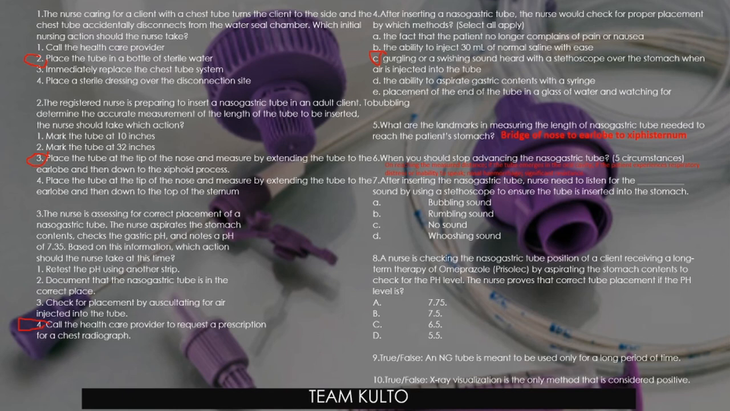Next, number seven. After inserting the nasogastric tube, the nurse needs to listen for the blank sound by using a stethoscope to ensure the tube is inserted into the stomach. The answer is letter D, whooshing sound. Okay, number eight. A nurse is checking the nasogastric tube position of the client receiving long-term therapy of omeprazole by aspirating the stomach contents to check for the pH level. The most acidic here is 5.5.